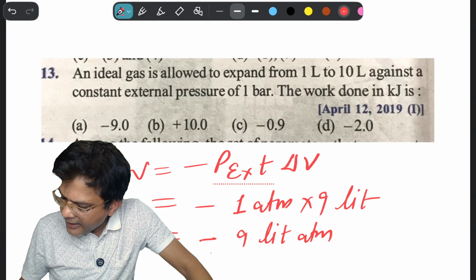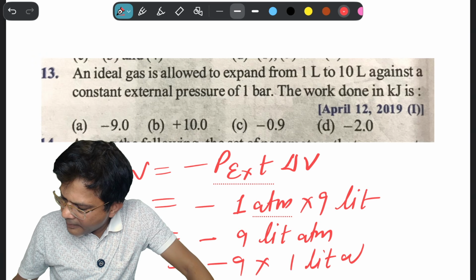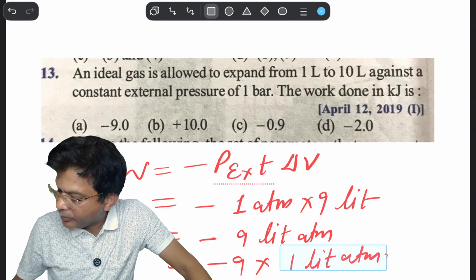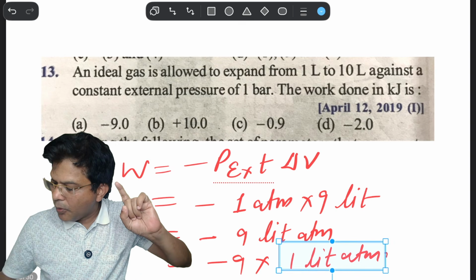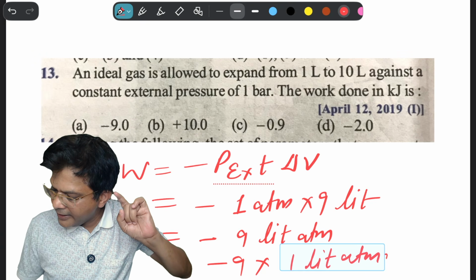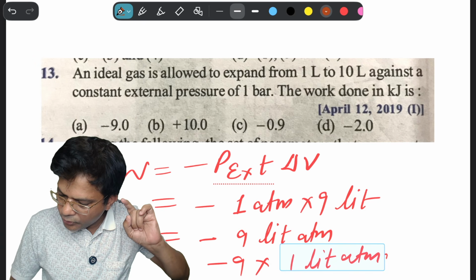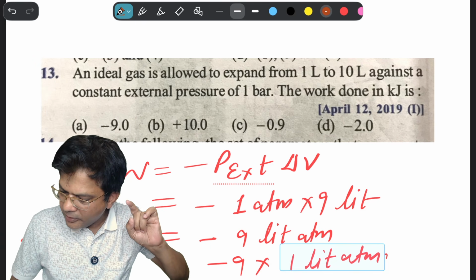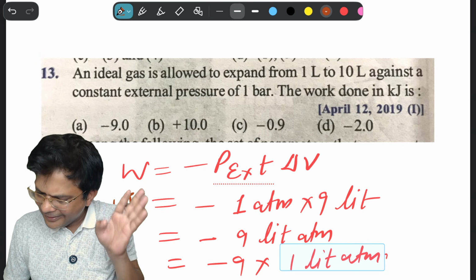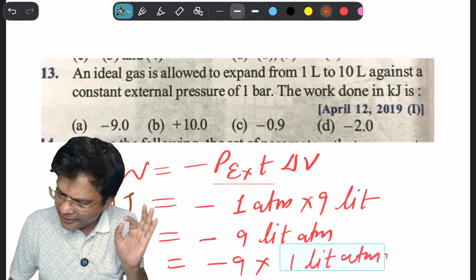And remember that I can write it as minus 9 into 1 liter atmosphere, and always remember the value of 1 liter atmosphere is 101.325 joule, right? So can I write this to be minus 9 into 101.1 joule? So how much will it come? Minus roughly, can I say 900? That is 101. So let me take 900 joule something.